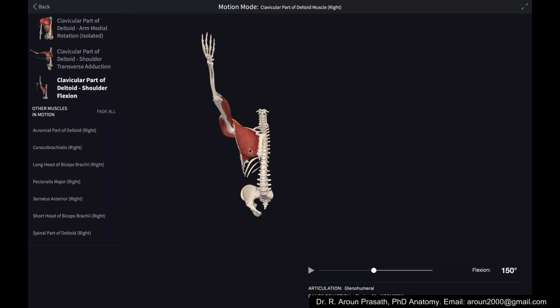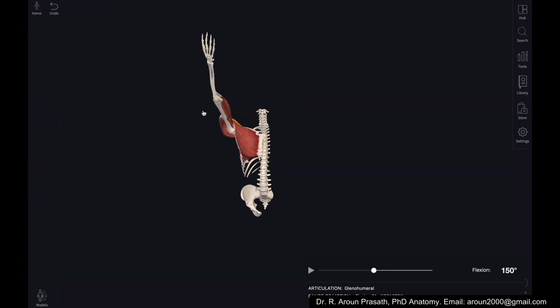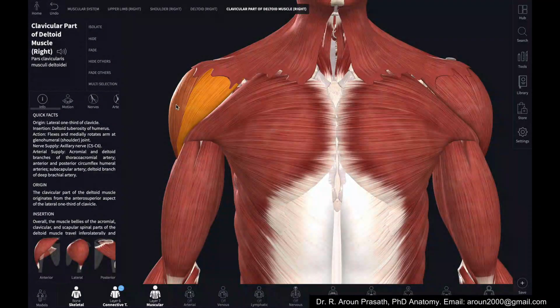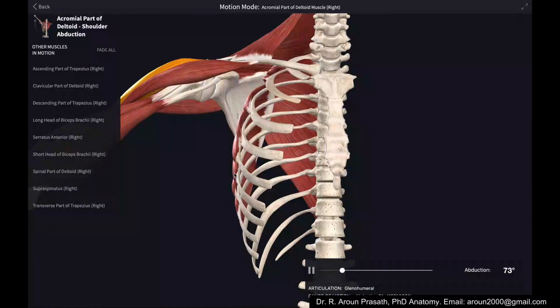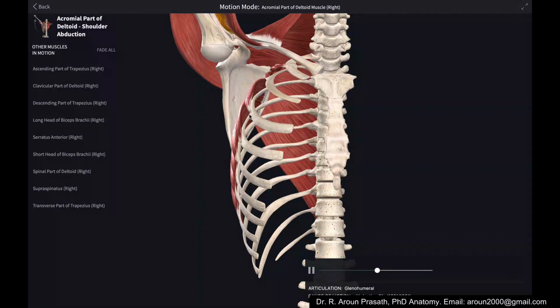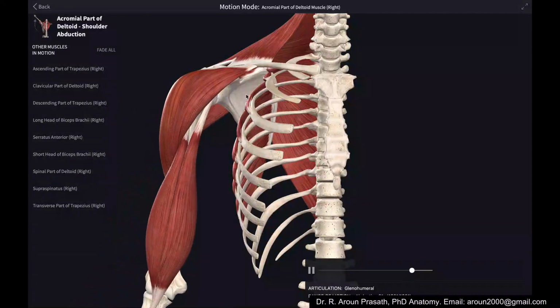Okay, then coming to the abduction, the abduction movement is done by this middle fiber of the deltoid. This is the main muscle. Okay, abduction is also a 180 degree movement. So you can see here, this is the abduction movement.